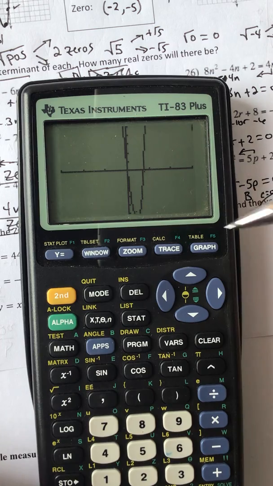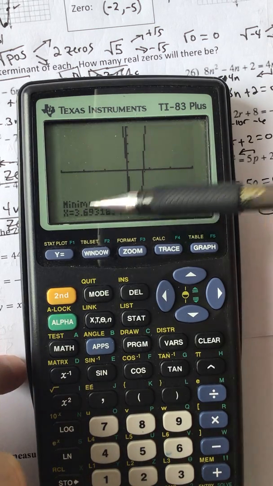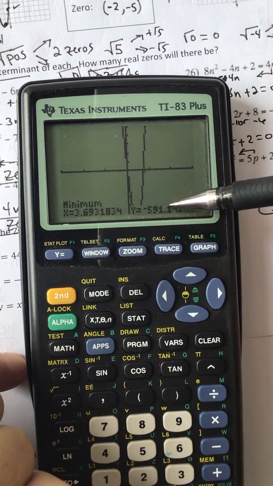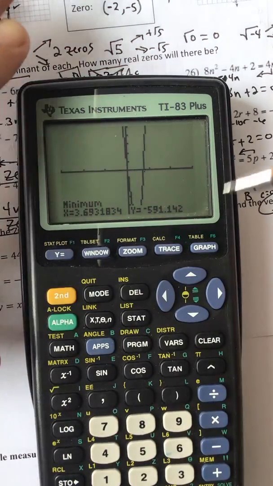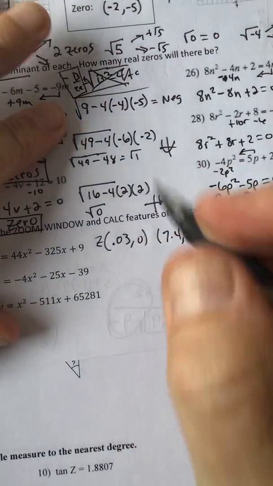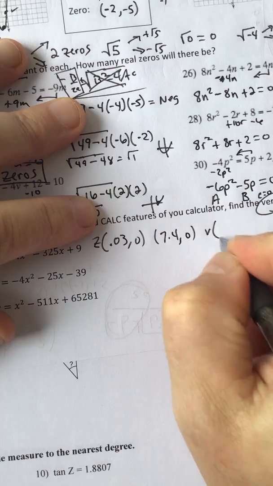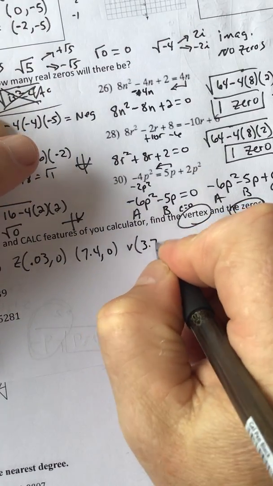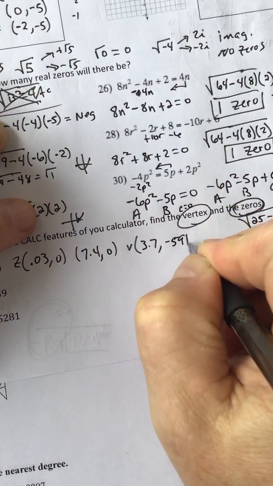Hit enter, and here comes the minimum value, 3.7, and it's down 591.1. So there's the vertex, 3.7, negative 591.1.